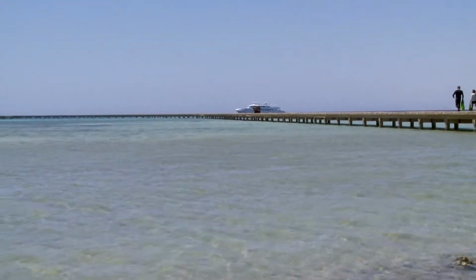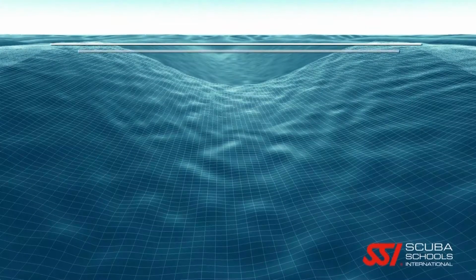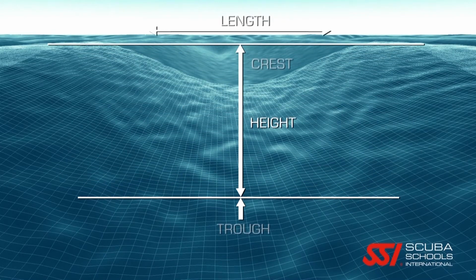Wave definitions. Height: the vertical distance between the trough and the crest. Trough: the lowest point reached by the wave. Crest: the highest point reached by the wave. Length: the horizontal distance between crest and crest, or between trough and trough.